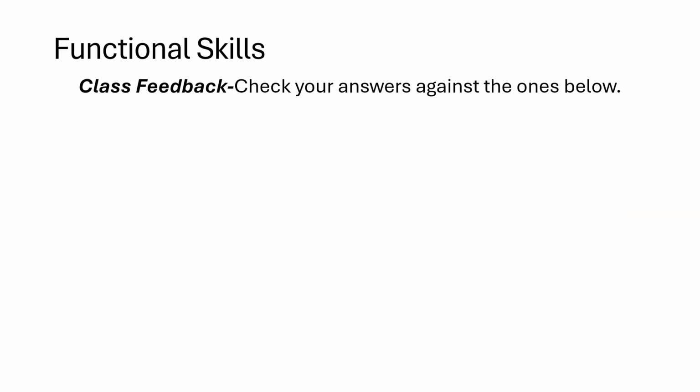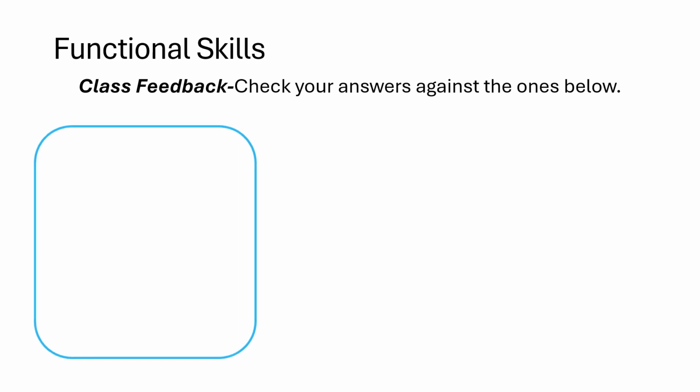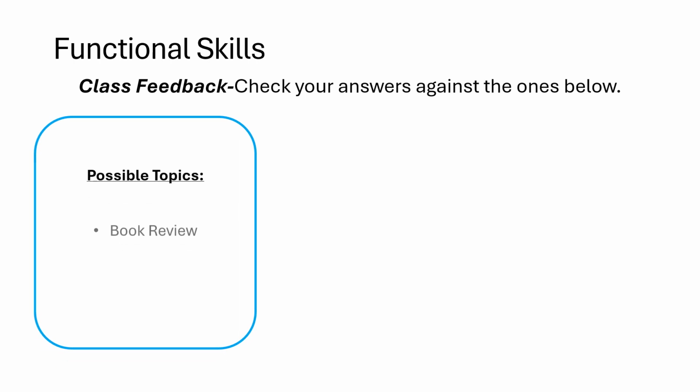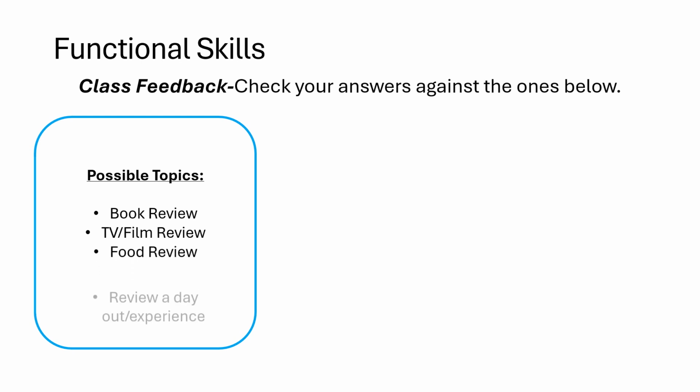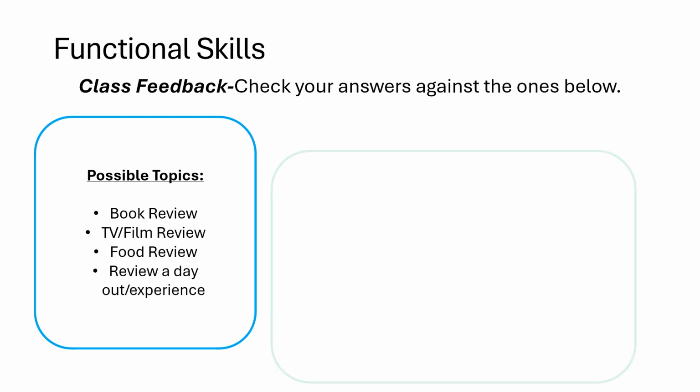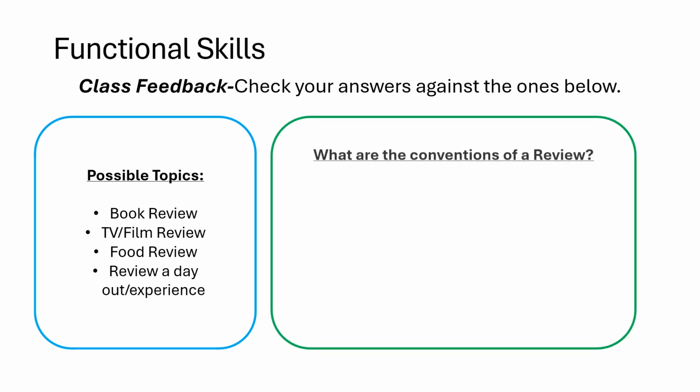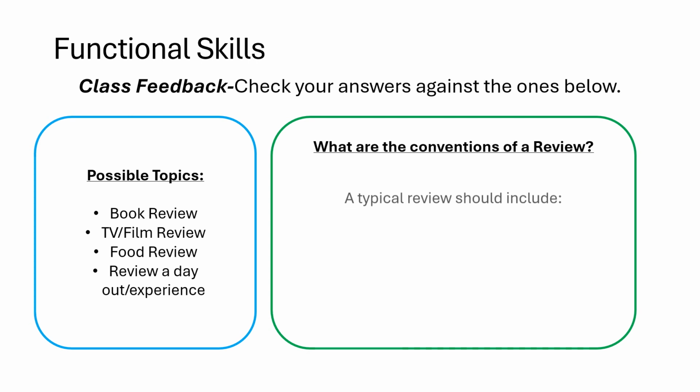Class feedback. Check your answers against the ones below. So for our possible topics then, we have things like a book review, a TV or film review, a food review, or a review of a day out or an experience. Now typically it's unlikely they're going to do things like a book review, because it's unlikely that every single learner will have read a book recently, so it's much more likely that they're going to go for one of the other options.